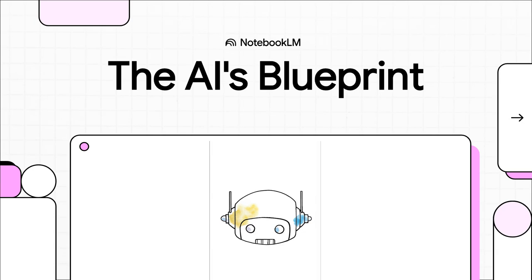Have you ever wondered why some AI assistants just seem to get you, while others make you want to throw your phone across the room? Well, the secret isn't magic. It's something called an intent taxonomy. And today we're going to pull back the curtain and show you how this blueprint is the absolute key to building truly smart AI.